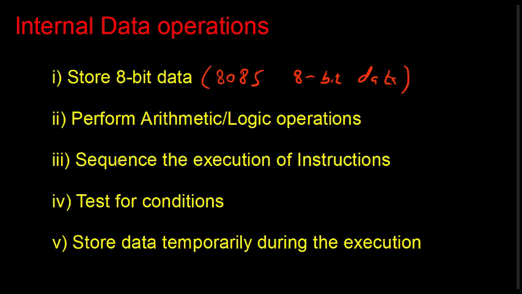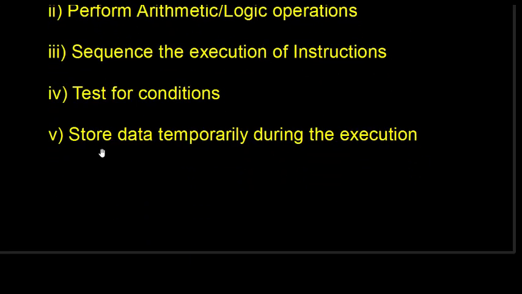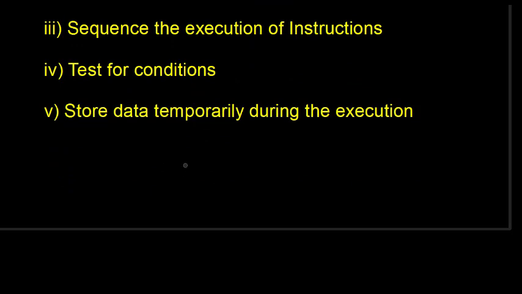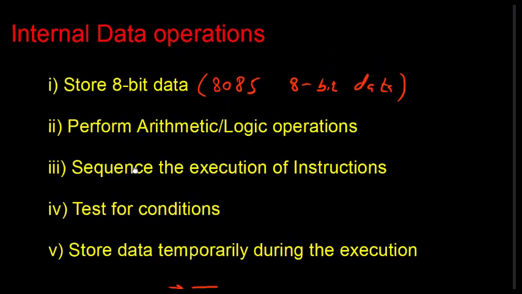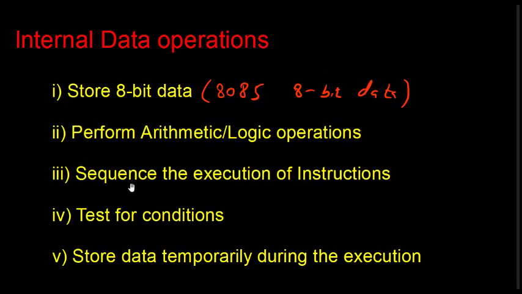Then the third is sequence the execution of instructions. So when we are writing the instructions, those instructions are present in the memory. Okay, so they are written in the sequence, one after the other. Suppose these lines represent the instructions. So microprocessor starts with the very first instruction, then goes to the second, then third, and so on until it encounters some jump instruction. So it goes in the sequence. So this is one of the internal data operations, that all the instructions must be executed in a sequence.